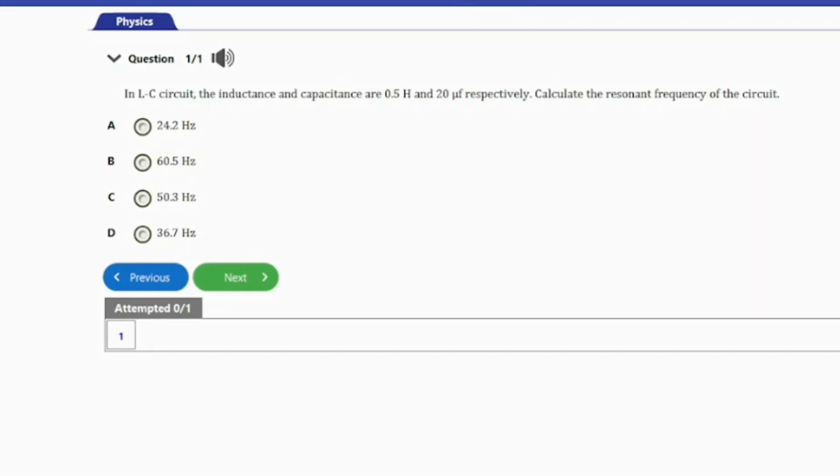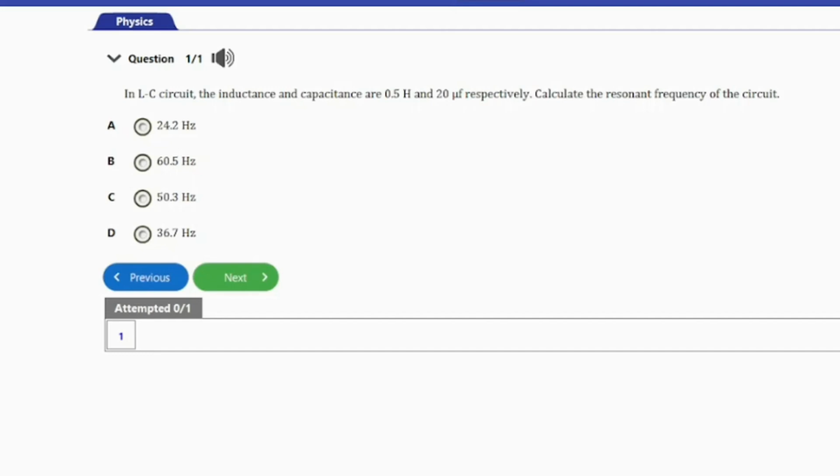In today's video on our WAEC physics exam revision series, we have just this one question to answer on the topic electromagnetic fields. So guys, this video will be about resonance, so ensure to stay till the end of this video. So let's go ahead and answer this one question together. It says, in LC circuits, the inductance and capacitance are 0.5 H and 0.2 μF respectively. Calculate the resonance frequency of these circuits.